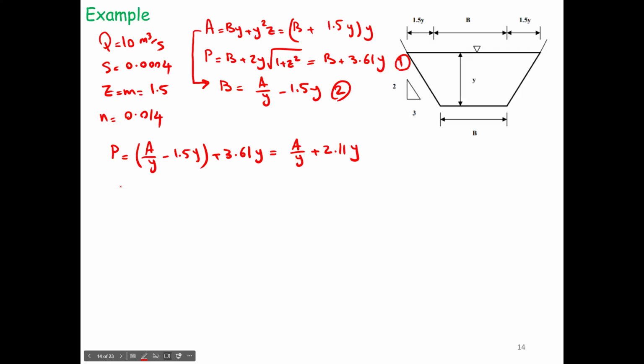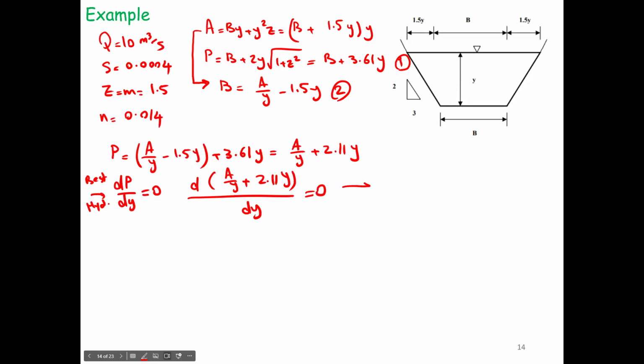Now I can start differentiating. dP over dY should be equal to 0, optimum or best hydraulic section. So d of A over Y plus 2.11Y over dY should be 0. Solve it. We will end up with area equal to 2.11 Y squared. That's your area.